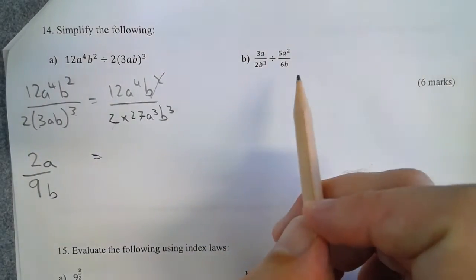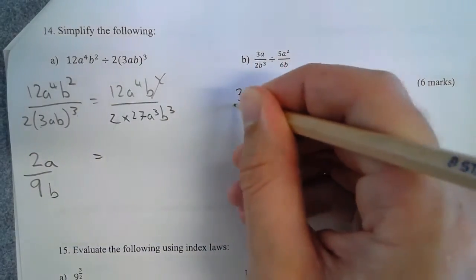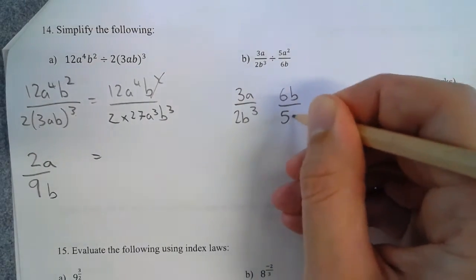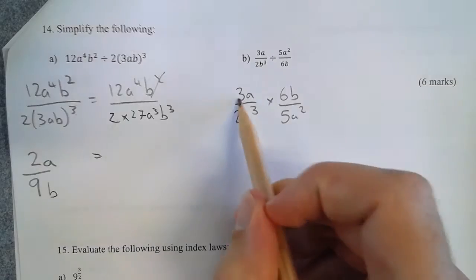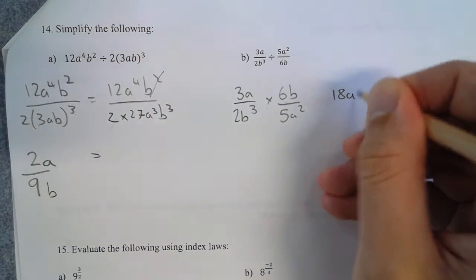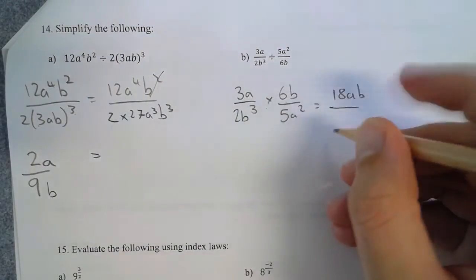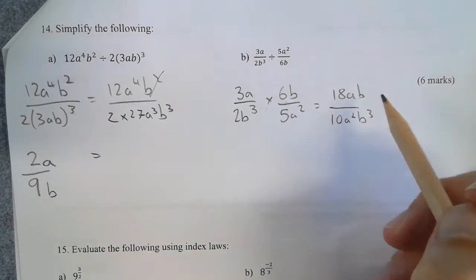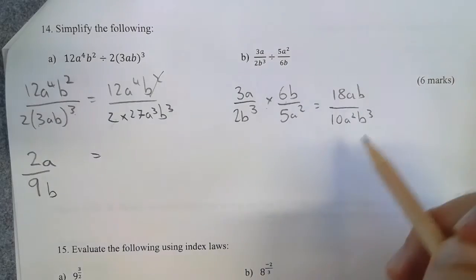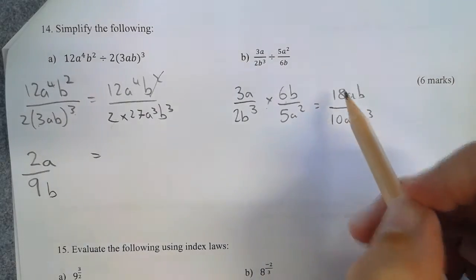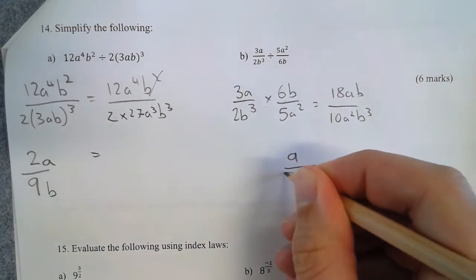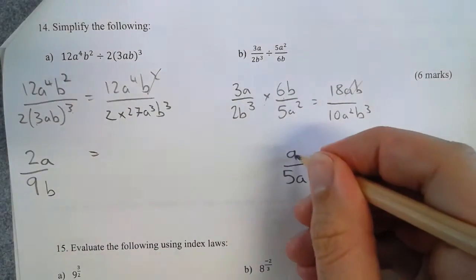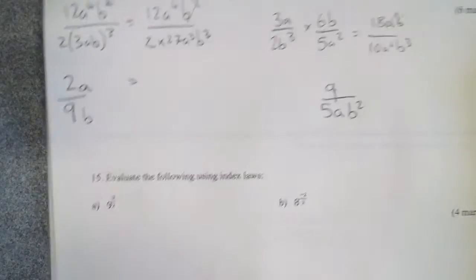When we're dividing a fraction by fraction, we KFC. So keep the first, flip the second, and multiply. 3 times 6 is 18ab. 2 times 5 is 10 a squared b cubed. Simplify the fraction. 18 over 10 becomes 9 over 5. 1a on the bottom and 2 b's once we cancel those out as well. So it's 9 over 5ab squared.